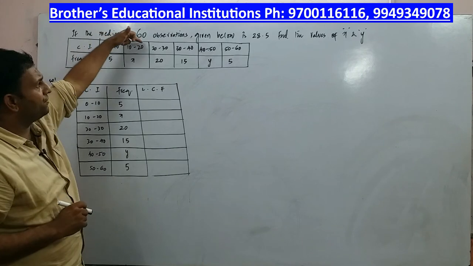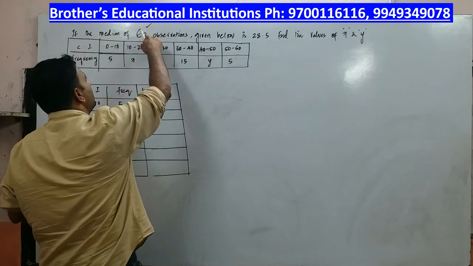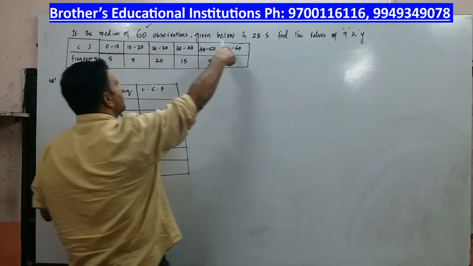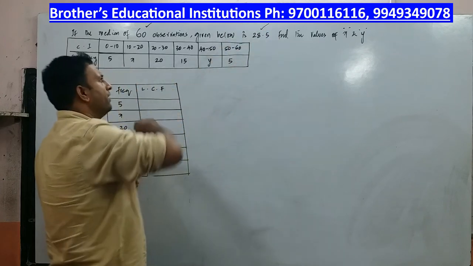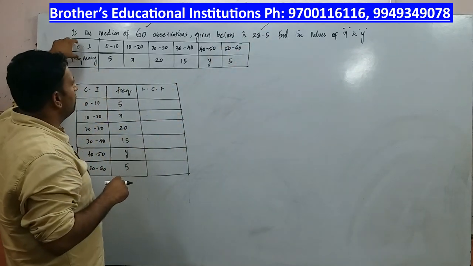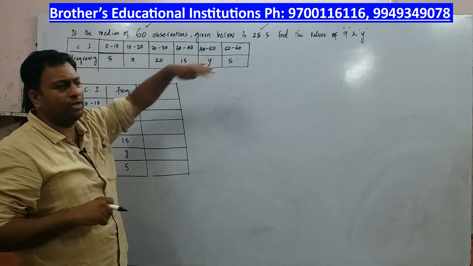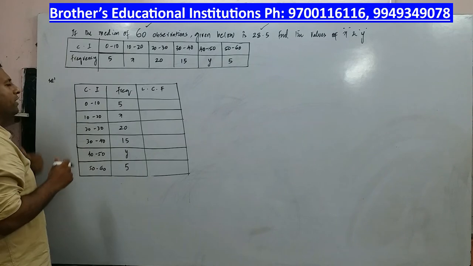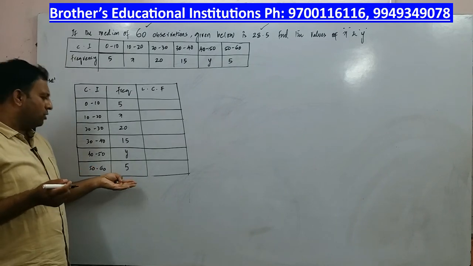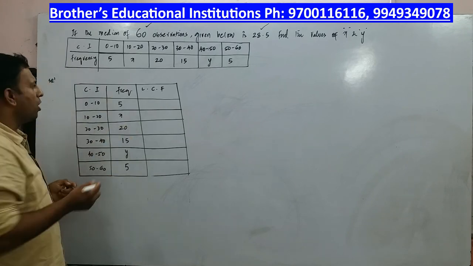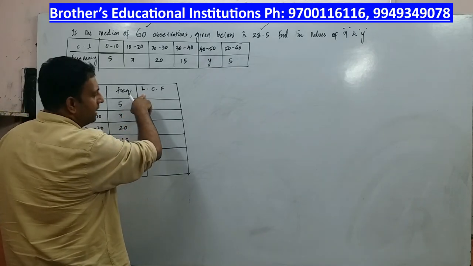If the median of 60 observations, every word is important here. If the median of 60 observations given below is 28.5, then find the value of x and y. These are the observations given to you, 0 to 10, 10 to 20 and so on till 50 to 60, and a frequency associated with each class interval is given. When you are dealing with median, you will draw a class interval column, a frequency column, and then an additional column, cumulative frequency. To be more precise, it is less than cumulative frequency.